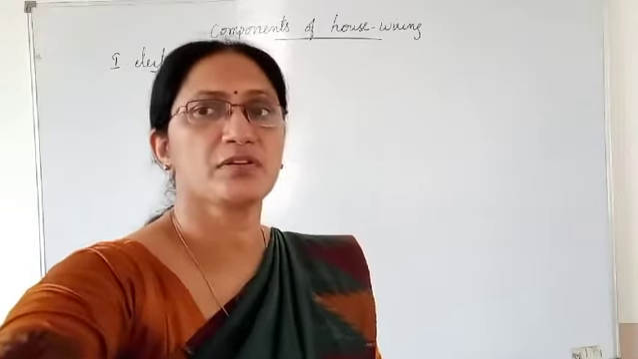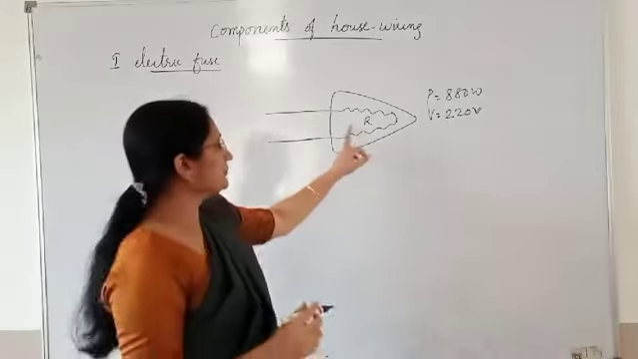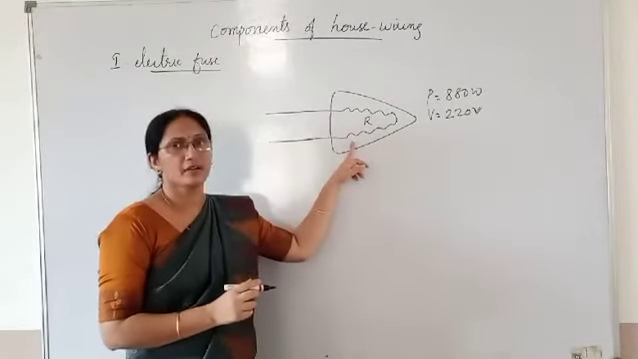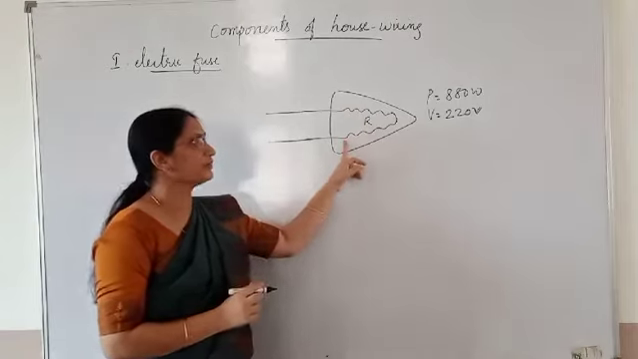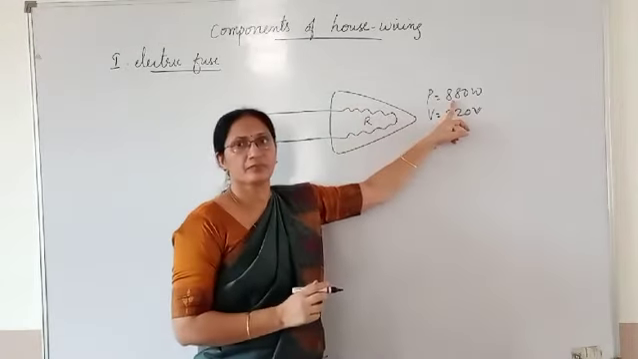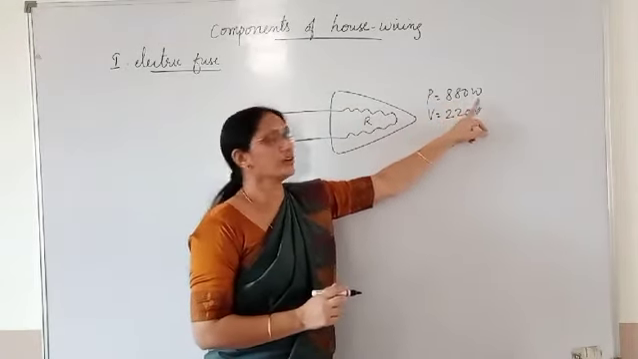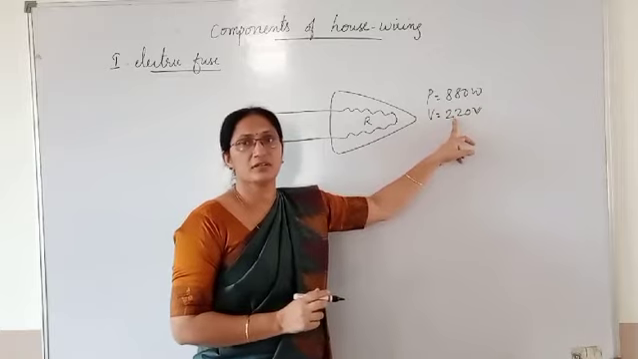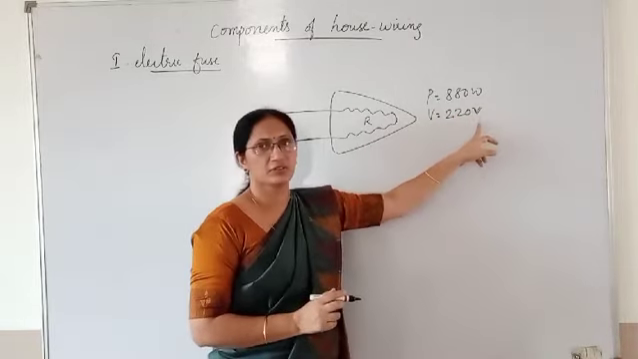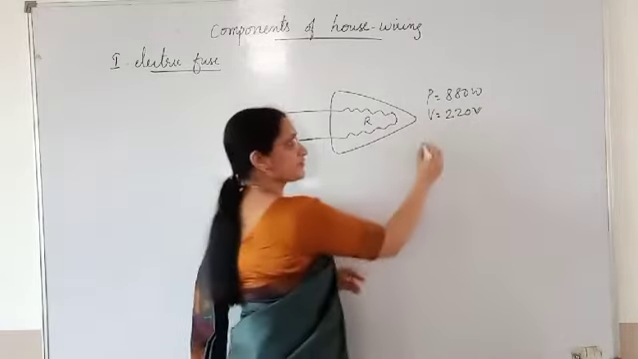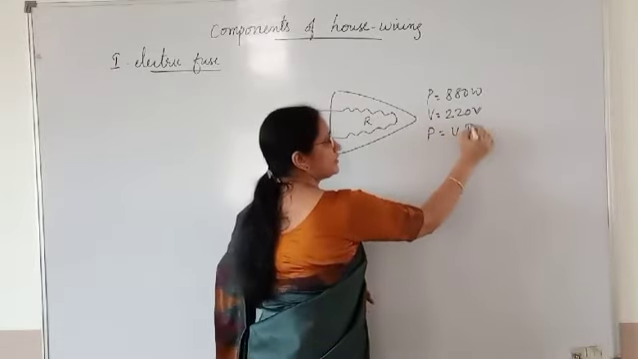Let us calculate. Look at the diagram. This is the electric iron having a resistance coil and its power is 880 watt. The voltage rating is 220 volt. So we can find out its safe current by using the formula P is equal to V into I.